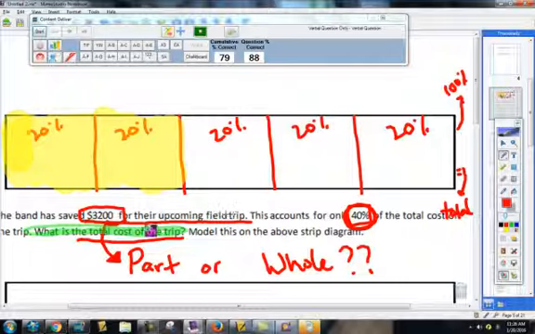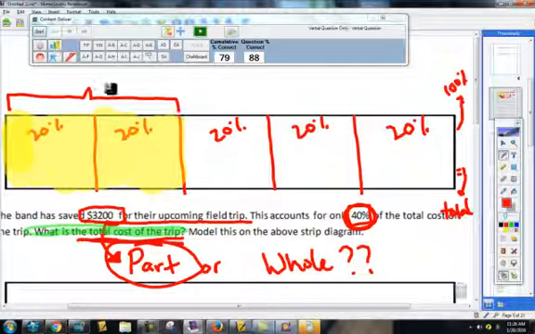I'll ask again. If it is asking for the total cost of the trip, can 3,200 be the total cost? No, because what would be the question then? You wouldn't even have to do any of this. You would already know the answer is 3,200. So 3,200 would be a part of the strip, and it would be this part right here, right? It would be the 40%. So that's representing $3,200. Okay, everybody got that so far?